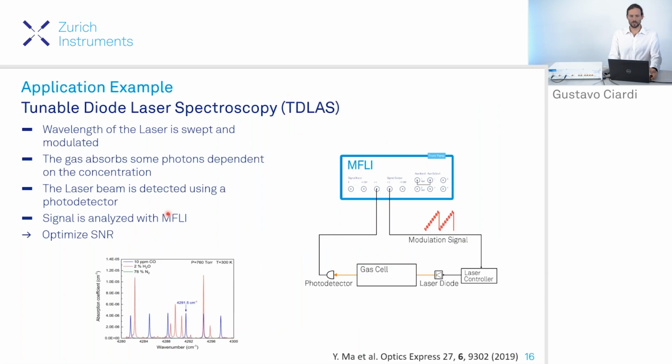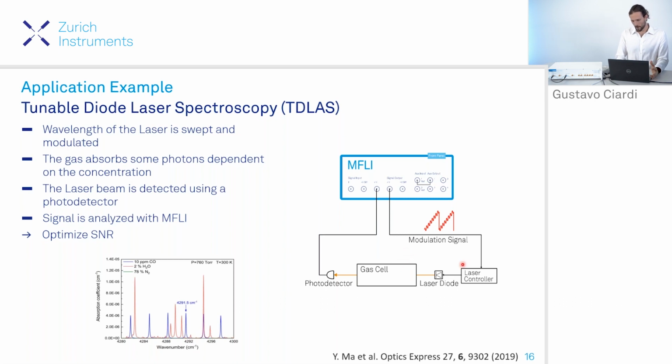Now I would like to show you one example of spectroscopy where we use lock-in amplifiers for very common experiments. The experiment is tunable diode laser spectroscopy, and as the name already implies, this is an experiment that uses diode lasers whose wavelength can be swept, can be changed, to analyze some sample. Generally, this is a technique used to find out and explore properties of gases. So basically the setup is quite simple.